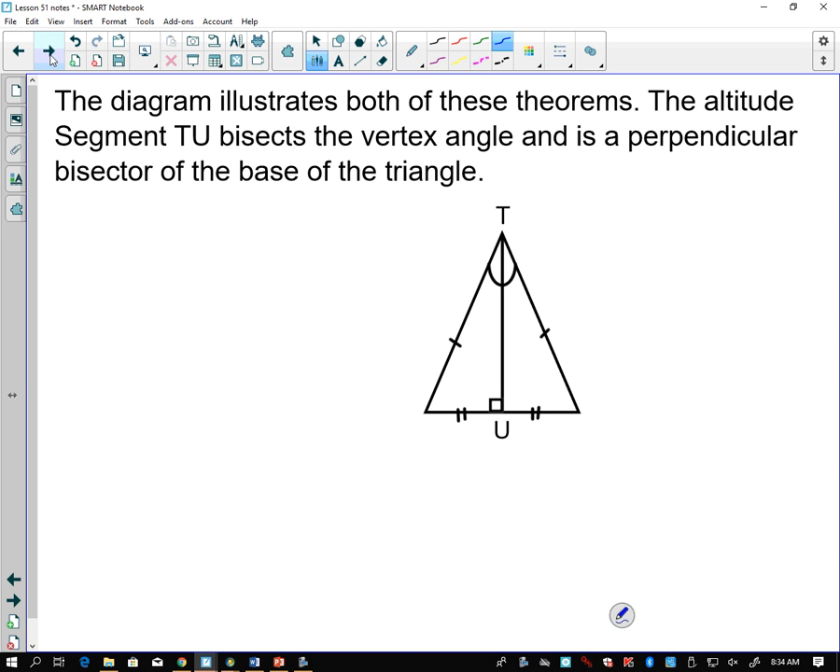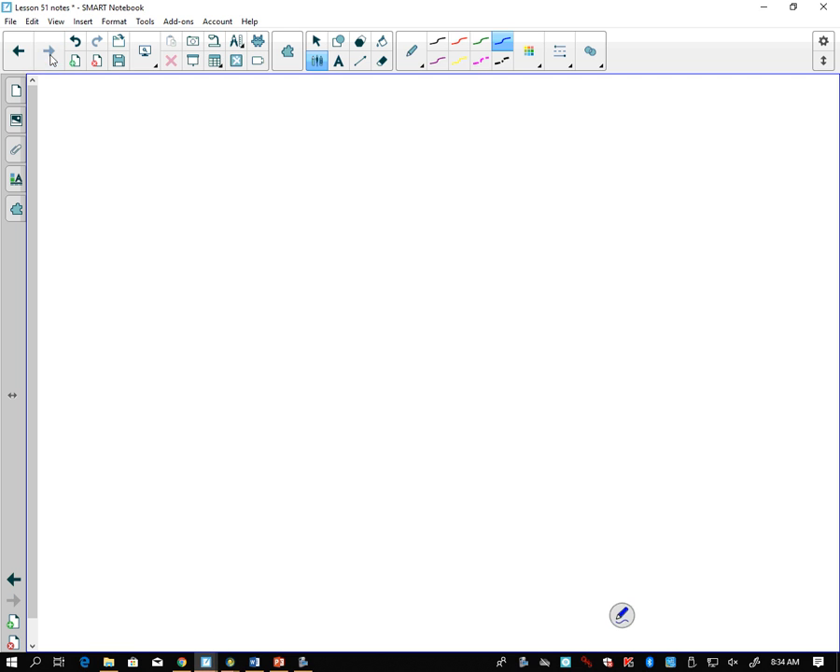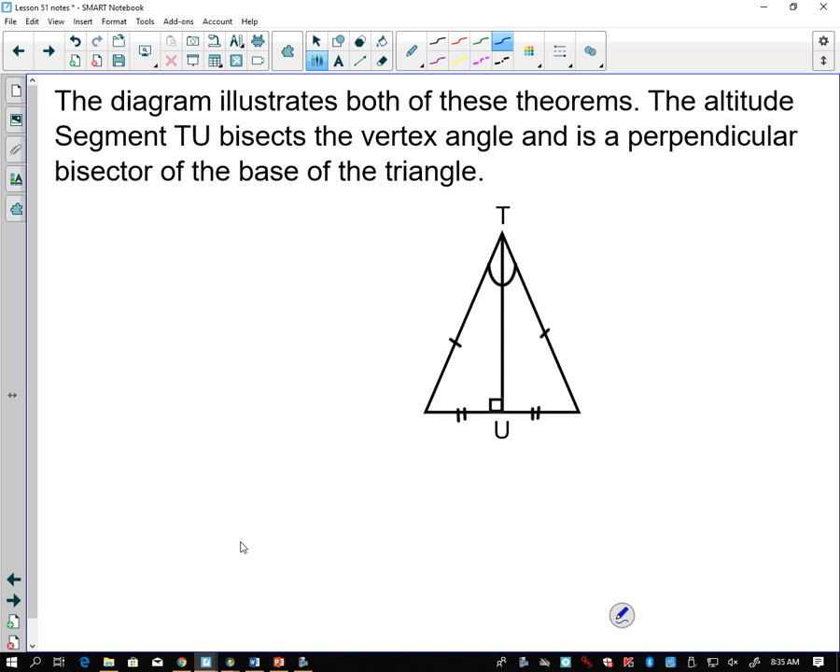All right, we get something like this. The diagram illustrates both of those theorems. The altitude segment TU bisects the vertex angle. It's perpendicular to the bisector of the base of the triangle. All right, and that's it for those notes.